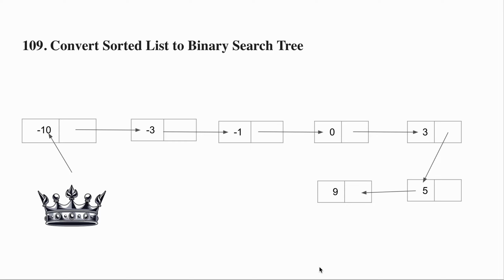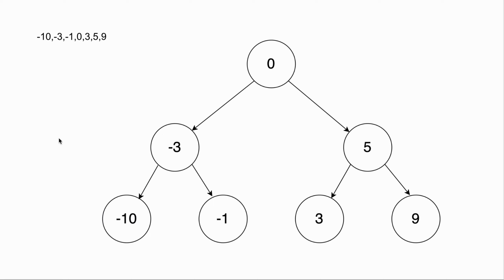In this video, we will be solving LeetCode problem number 109, converting a sorted list to binary search tree. For example, in this problem, we are given the head of a linked list and this has to be converted to a binary search tree. For example, this particular linked list will be converted into this binary search tree.